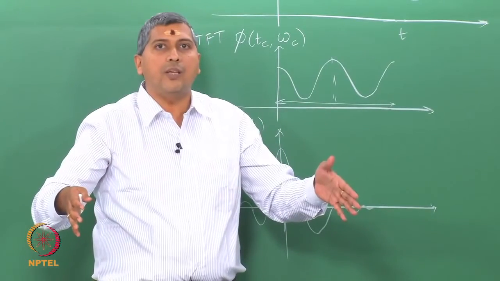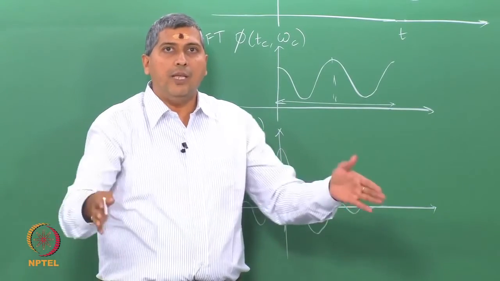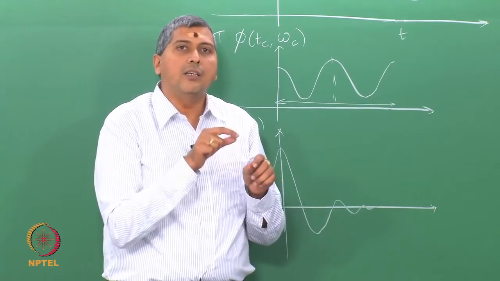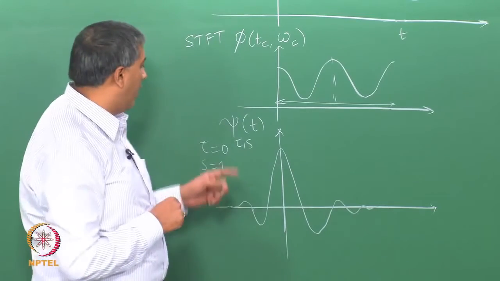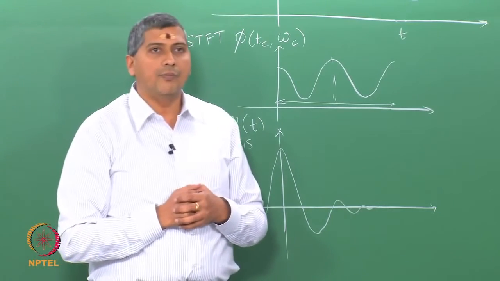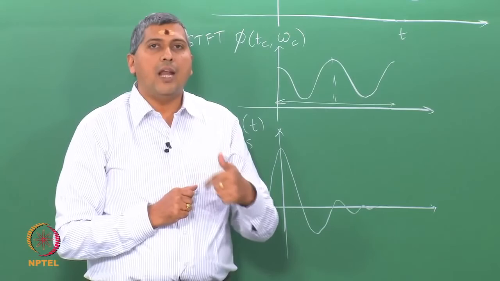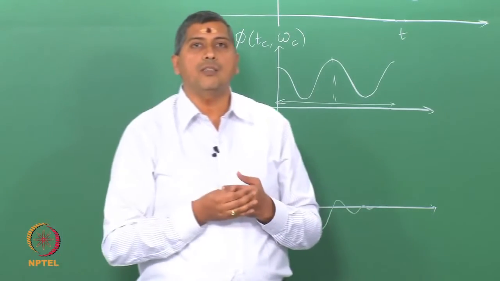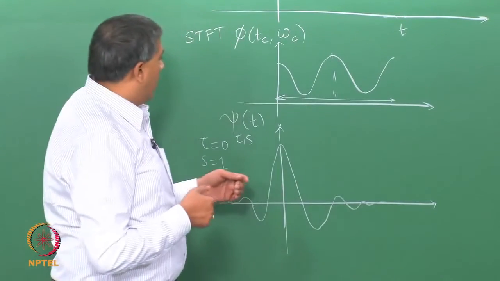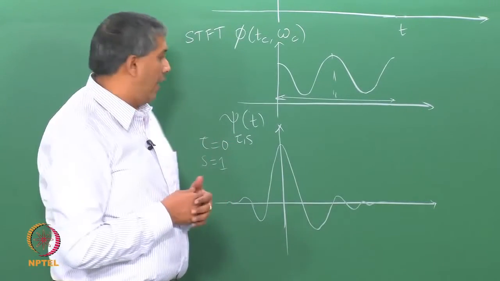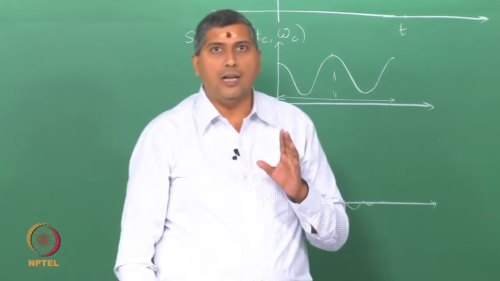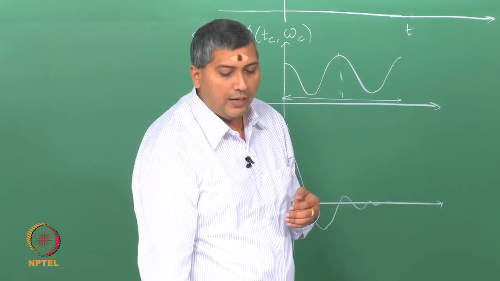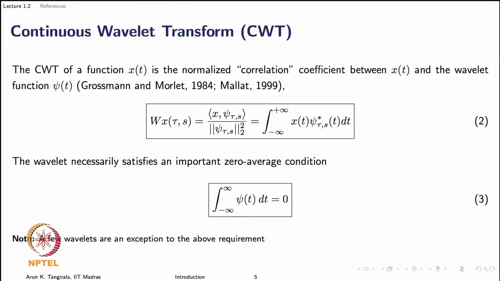So, the signal is going to be fixed for me in the analysis, and I am going to march ahead with this analyzing function. To keep track of this marching in time, we have this parameter tau. The scaling will help me analyze the high frequency and the low frequency features of the signal. How does it do that? I will show you with an example shortly, but first let us quickly look at the continuous wavelet transform as to how it is defined.